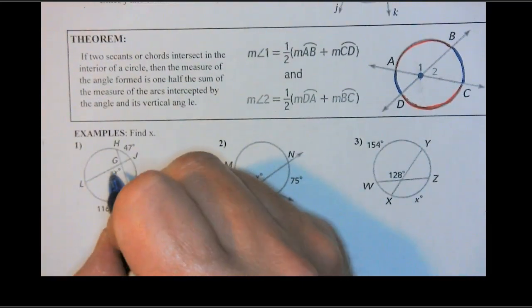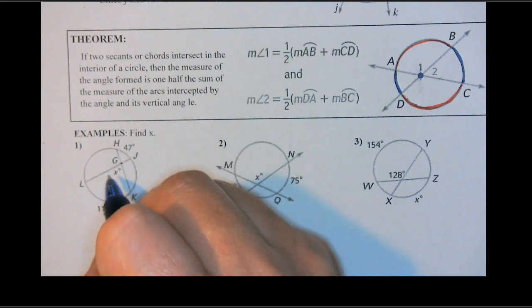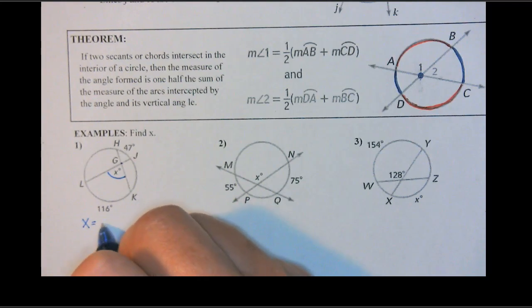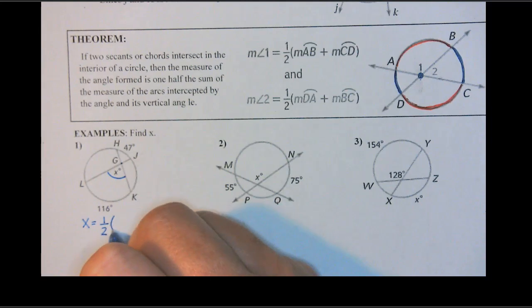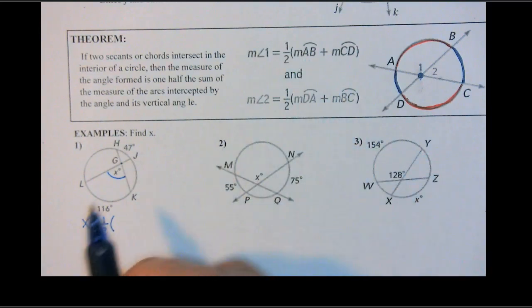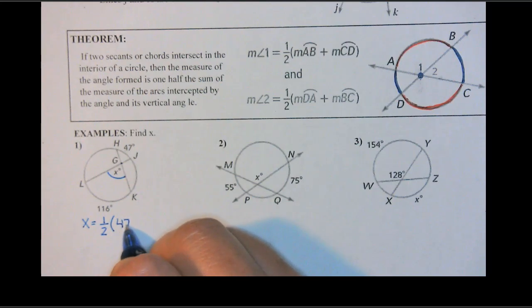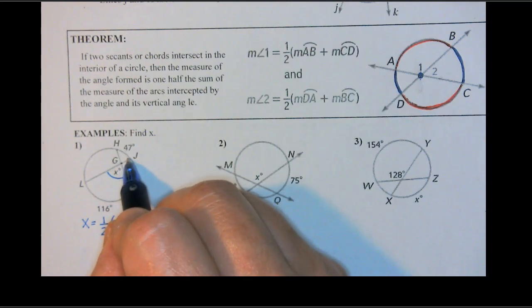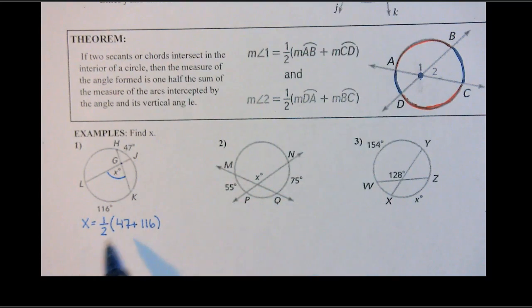Let's say I have this problem right here, and I see angle x, so I can establish the relationship that angle x equals 1/2 the measure of the arc 47 plus the measure of the arc 116. So, the measure of arc HA and LK. I put that in the calculator. You can put that as it is, or you can do 47 plus 116 and then multiply by 1/2. In the calculator, you're going to get 81.5. So there you go.